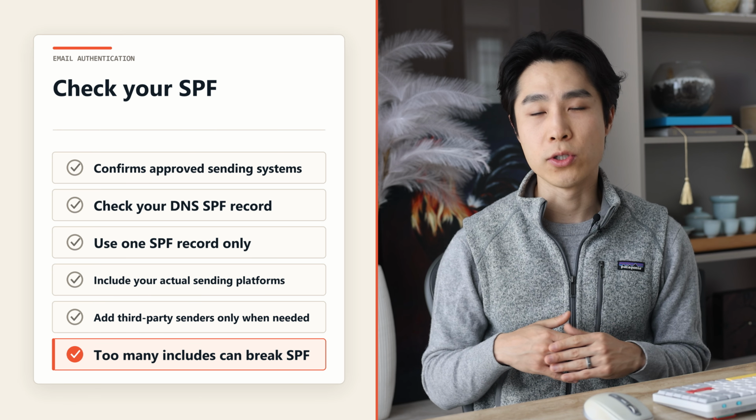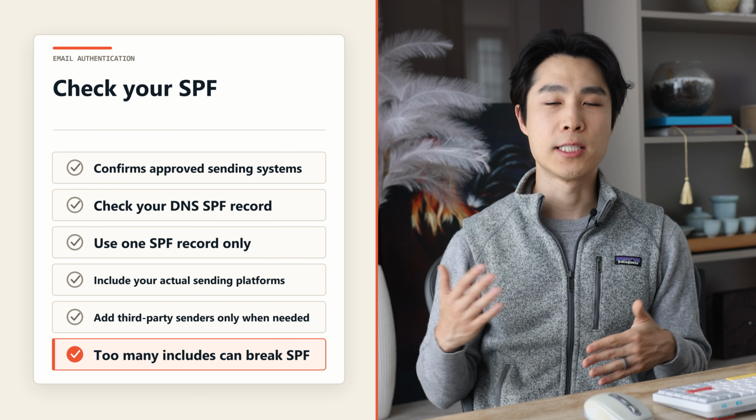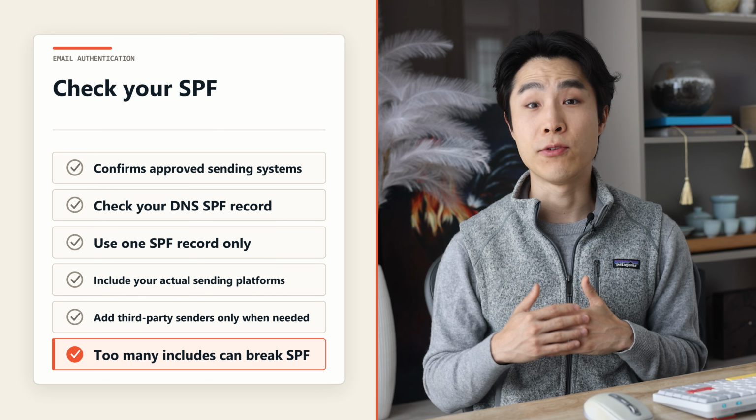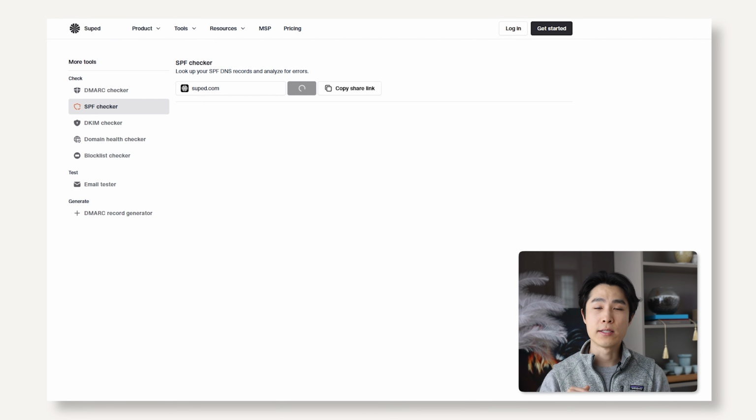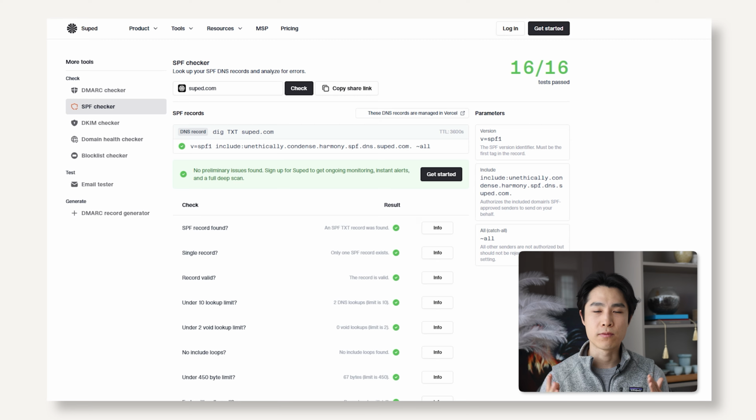But be careful, do not just keep adding includes forever. SPF has a DNS lookup limit, and if you go over it, SPF can fail completely. And we've got our SPF checker in the description below that will check all of this for any issues for you.